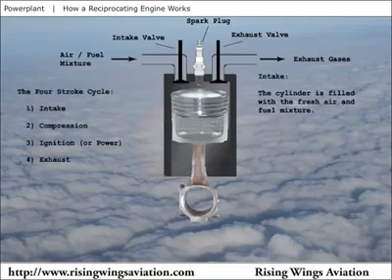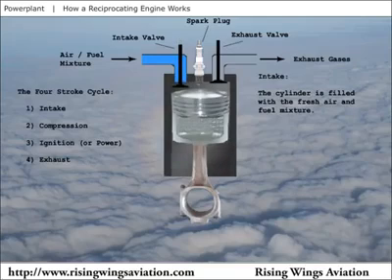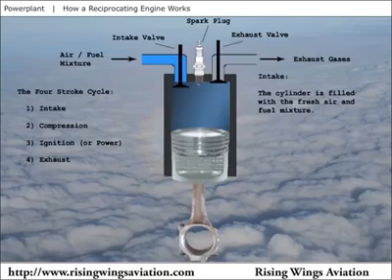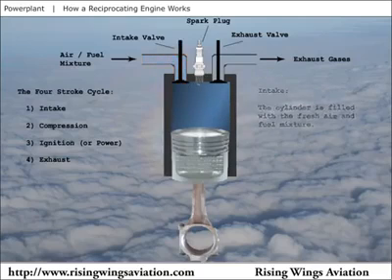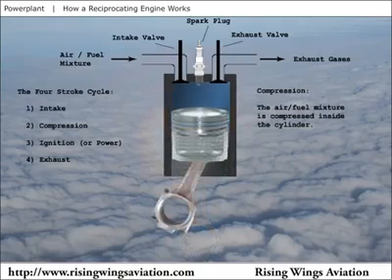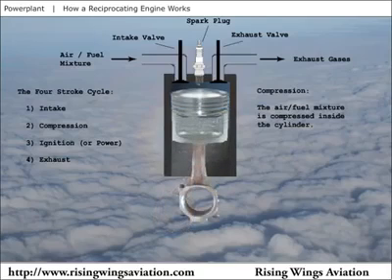The first is intake. An intake valve opens, allowing a highly flammable mixture of vaporized fuel and air to rush into the cylinder. When the cylinder is filled, the intake valve closes. Next is compression. As the piston is driven upward by the motion of the rest of the engine, it tightly squeezes this flammable mixture into a small space near the top of the cylinder.